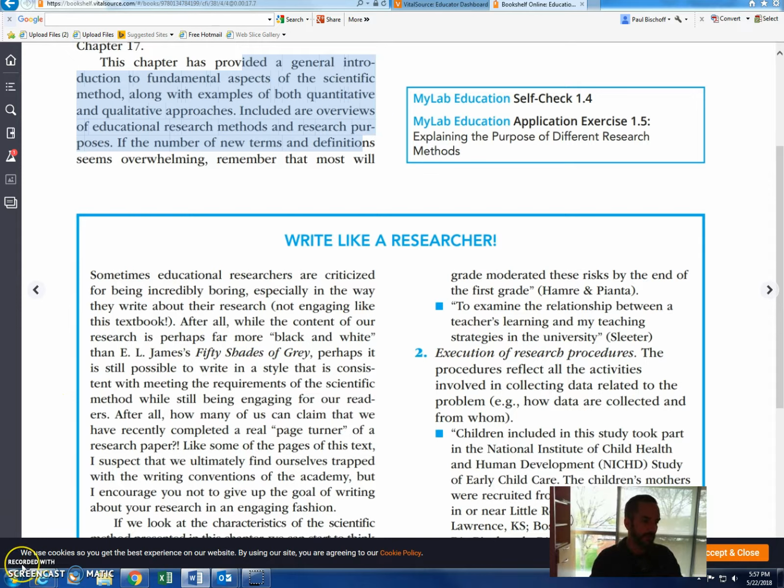So I hope this helps. The textbook is a resource for us. I hope you read it, and I hope that you're able to apply some of what you're reading in the textbook to the task assignments that I'm asking you to do.